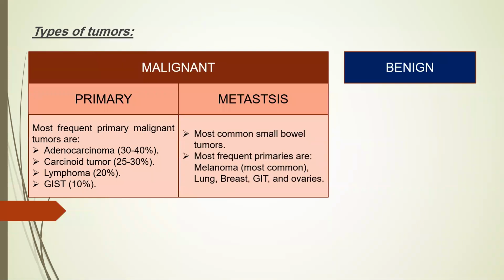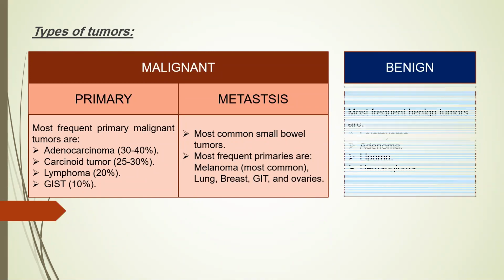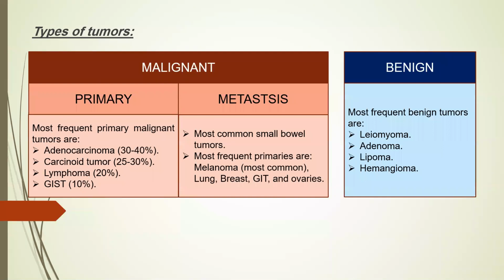The metastasis, in general, the metastatic tumors are more common than primary tumors. And the most frequent metastasis is the melanoma, and then followed by lung, breast, GI, and ovaries. The benign tumors, in general, are rare. The most frequent benign tumors are the leiomyoma, adenoma, lipoma, and hemangioma.